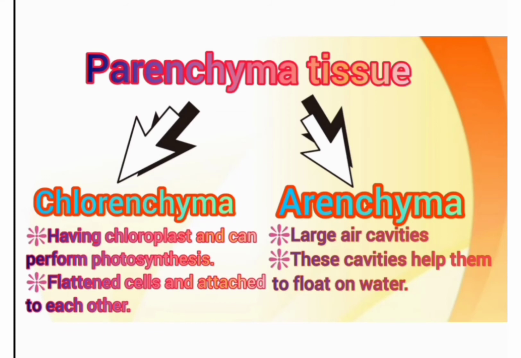Parenchyma cells are of two types: chlorenchyma and aerenchyma. Chlorenchyma have chloroplast and can perform photosynthesis. They are flattened cells and attached to each other. Aerenchyma have large air cavities and these cavities help them to float on water.